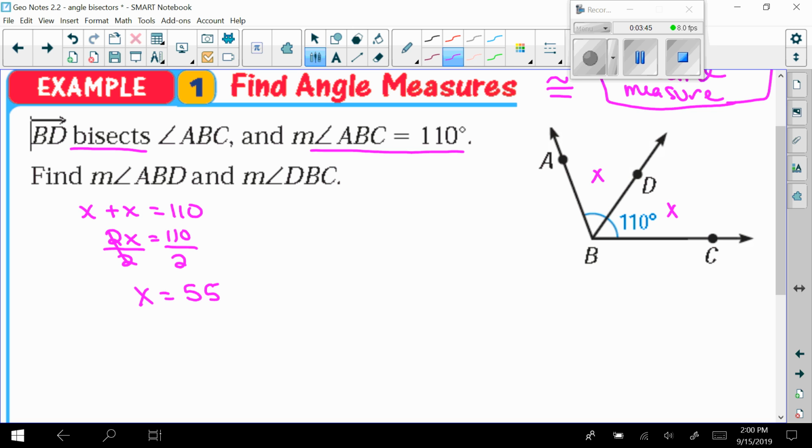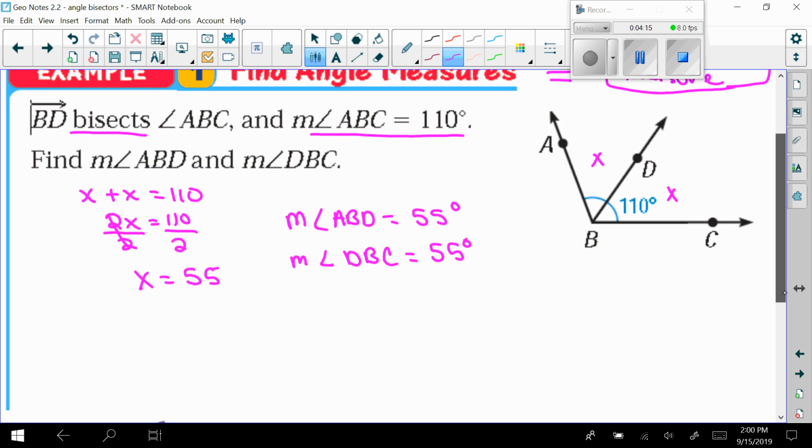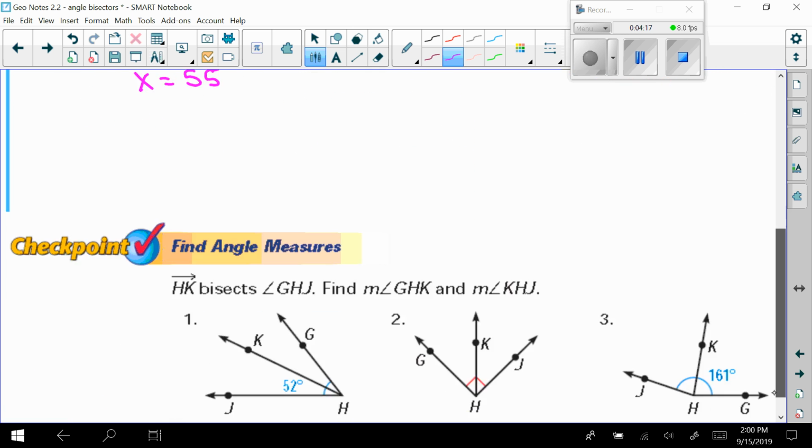So the two parts are: the measure of angle ABD is 55 degrees, right? And then the measure of angle DBC is 55 degrees. So we're able to answer our two questions by either solving it algebraically or taking the whole and dividing it by 2 to find the parts. If you need to pause, just ask to pause.